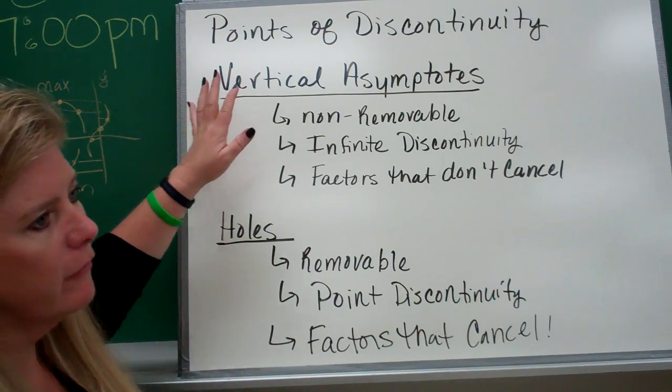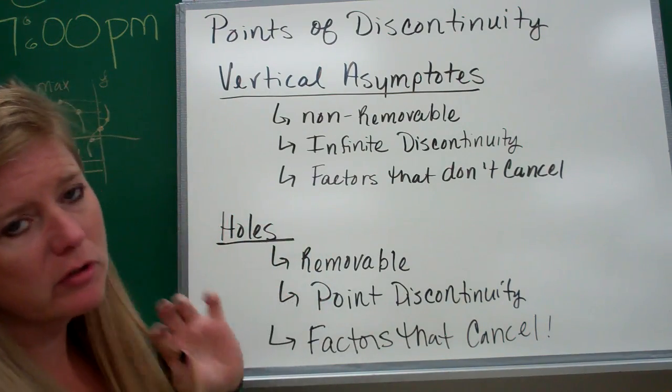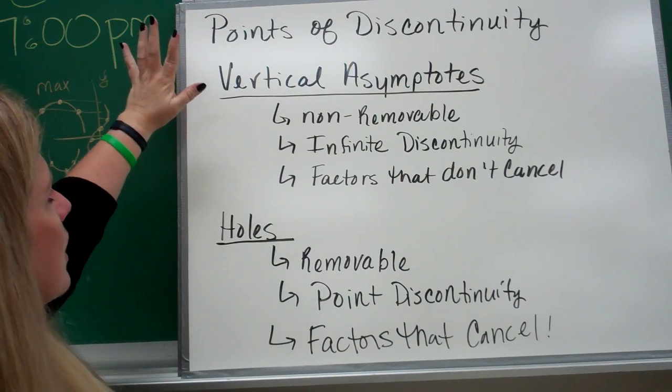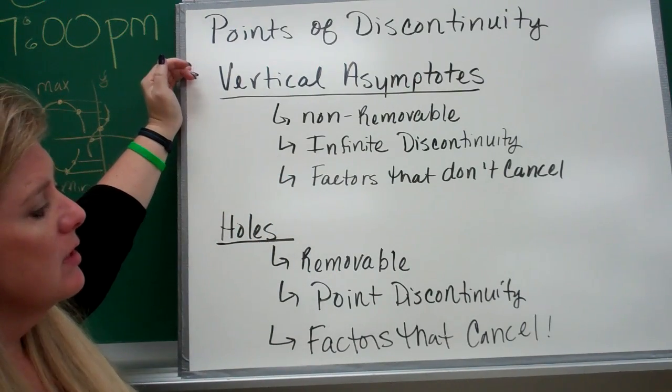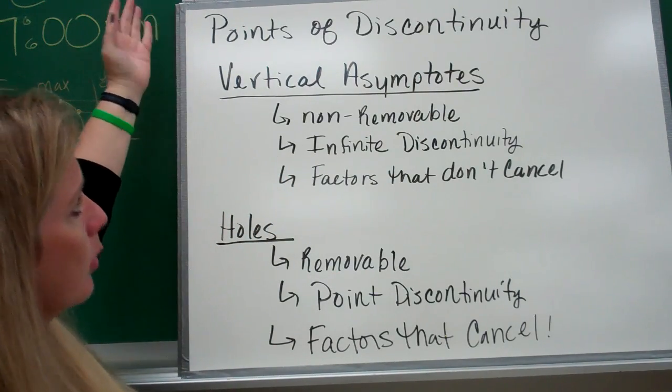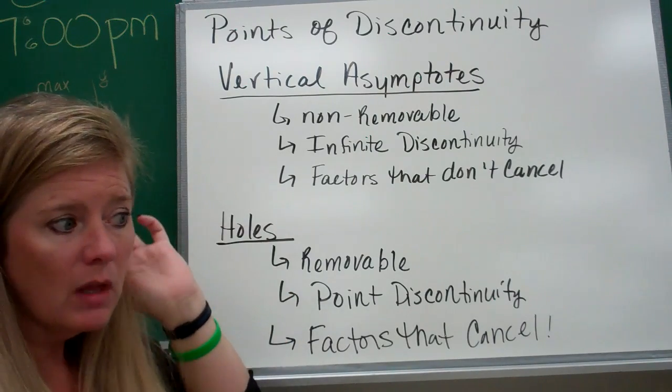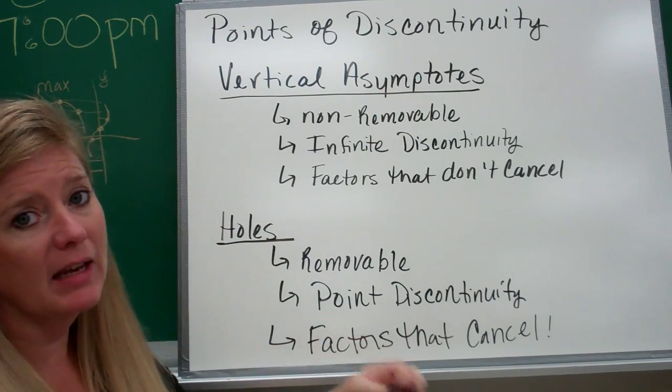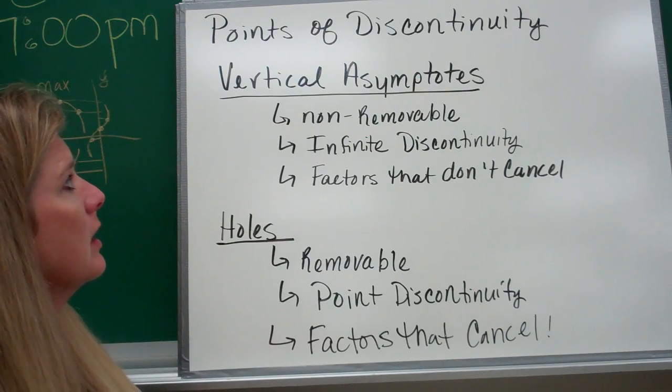This is a focus on functions. It's actually after section 8.4 in your book. But it's about types of discontinuity or points of discontinuity. Rational functions can have a couple of different things.